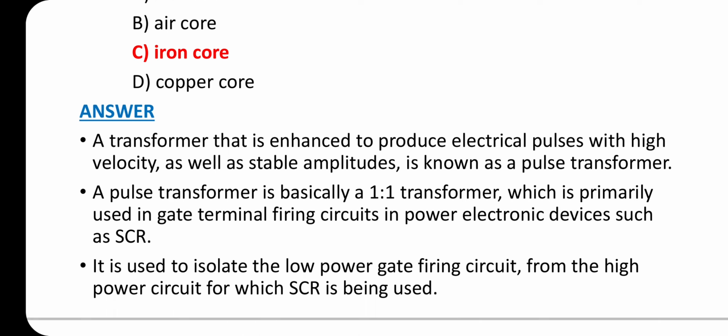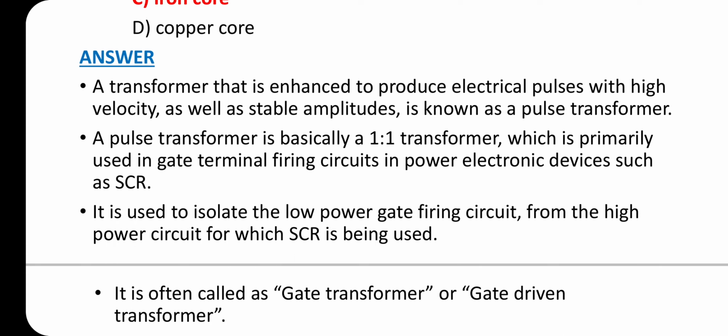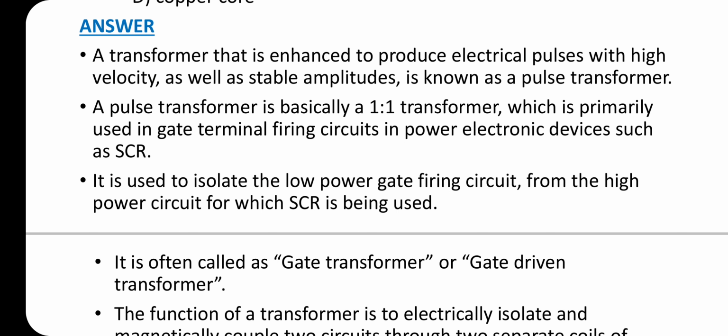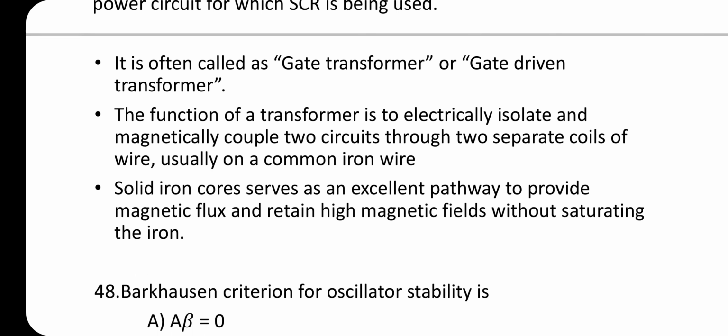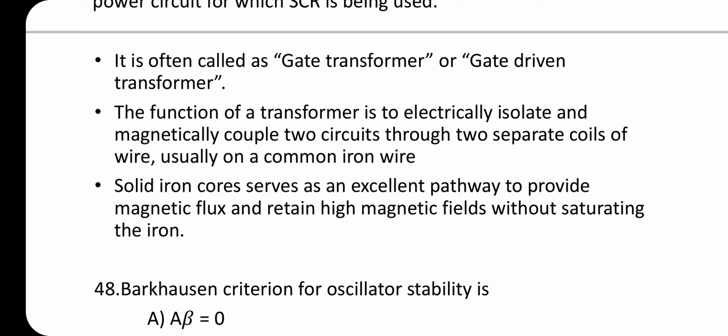A transformer that is enhanced to produce electrical pulses with a high velocity as well as stable amplitudes is known as a pulse transformer. A pulse transformer is basically a 1:1 transformer which is primarily used in gate terminal firing circuits in power electronic devices such as SCR. It is used to isolate the low power gate firing circuit from the high power circuit for which SCR is being used. It is often called a gate transformer or gate-driven transformer.